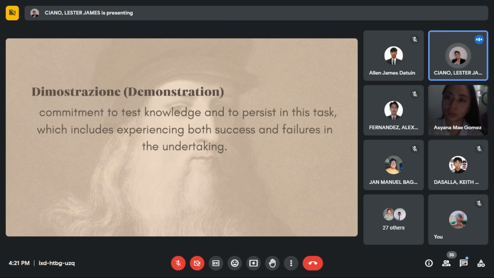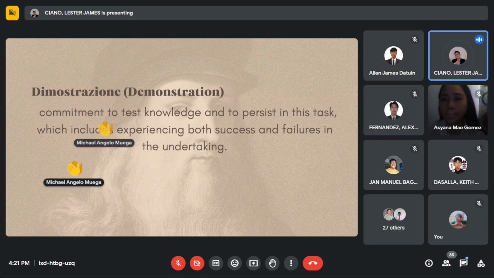So Leonardo himself lived his life with a deep commitment to test knowledge through experience, persistence, and willingness to learn from his mistakes. So mismo din si Leonardo da Vinci, kahit matalino siya, he learned from his mistakes. No? Lahat tayo natututo sa pagkakamali natin. So walang masamang magkamali. So this principle requires you or us not to take anything for granted.